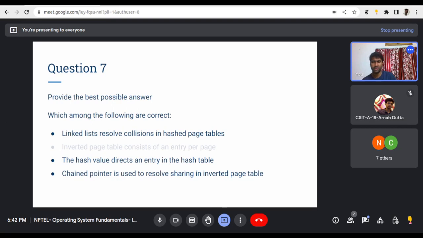So that enables us to map multiple entries into a single location of the page table. And the inverted page table actually consists of one entry per frame, which is a part of the main memory. Frames are a part of the main memory, pages are a part of the virtual memory. Okay, so that statement is incorrect. And the hash value, yes, directs an entry in the hash table. Okay, that is correct. And chain pointer, yes, is used to resolve the sharing of the inverted page table.